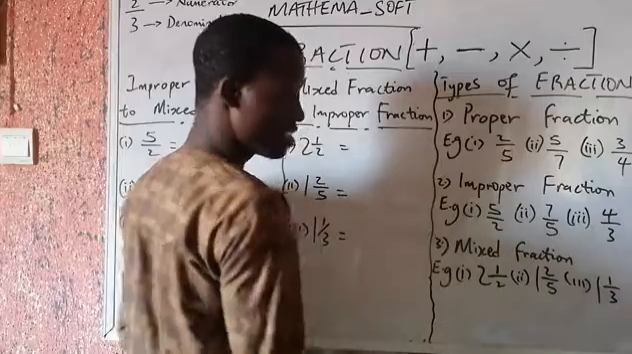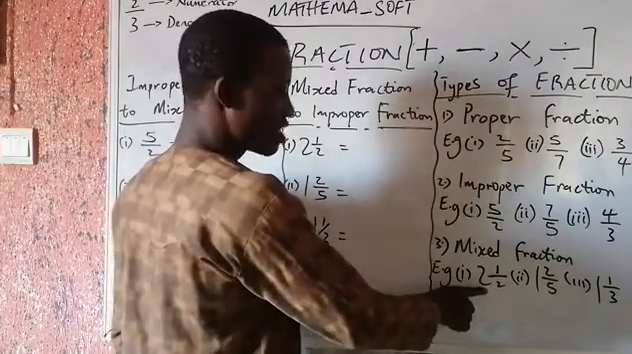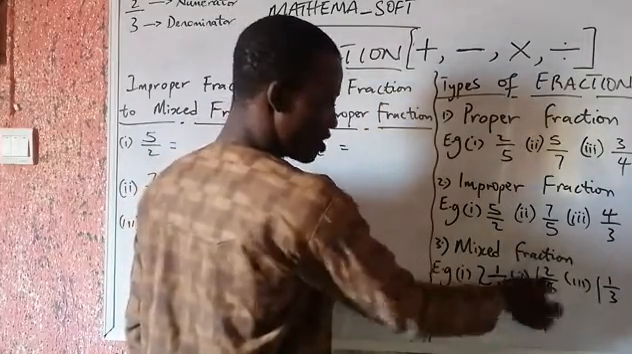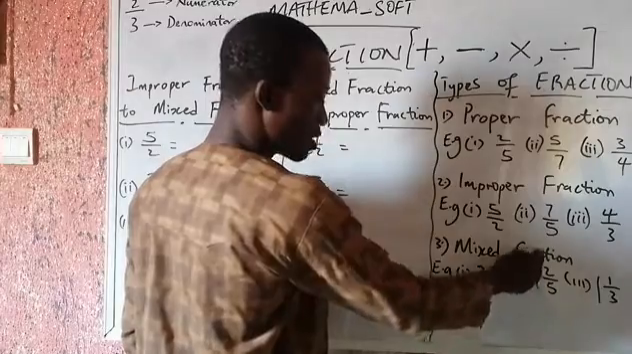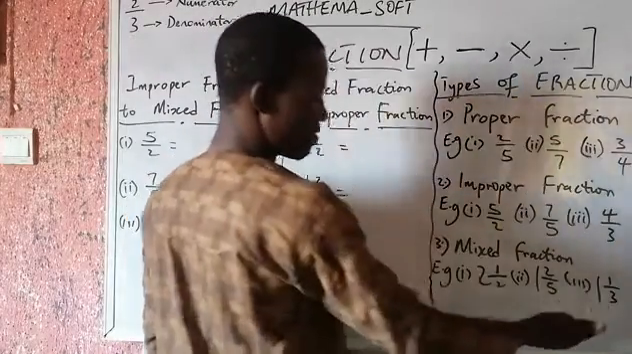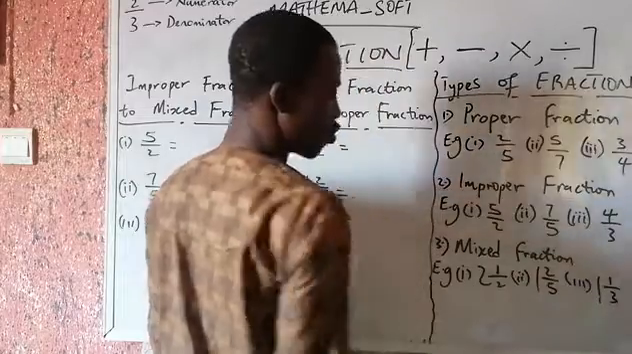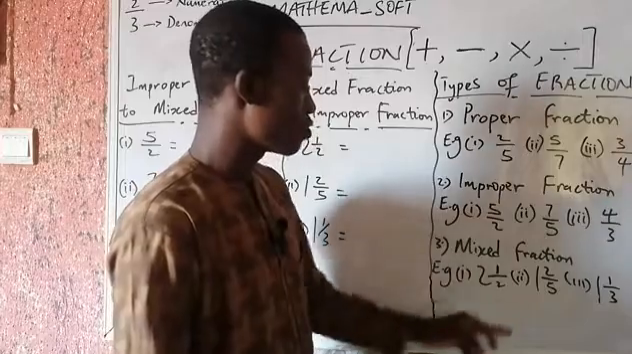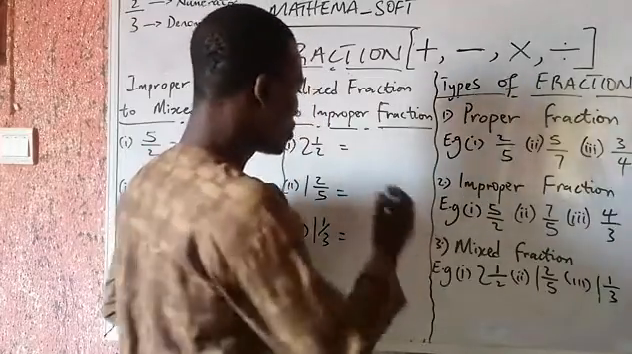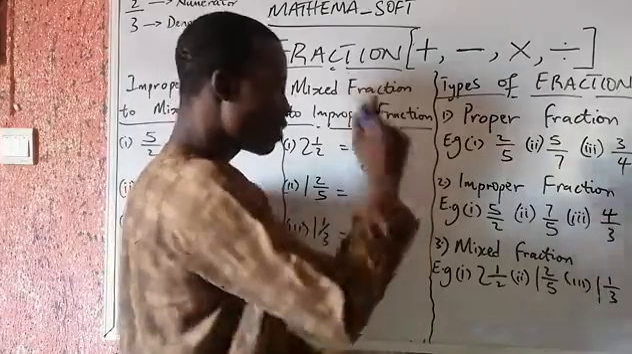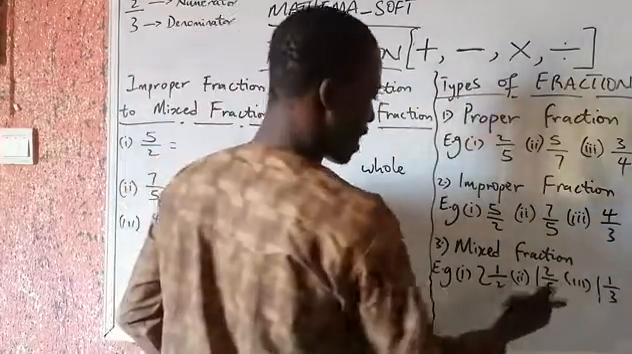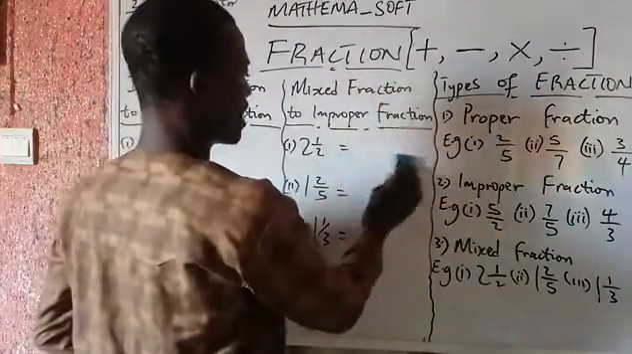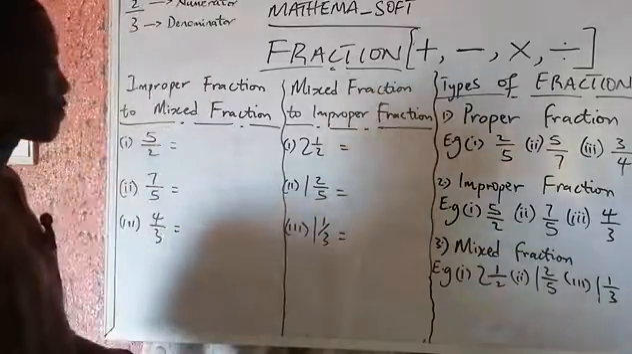Though we have 1 over 2, which is a fraction, it is mixed with a whole number, which is 2 here. 2 over 5, which is a fraction, is mixed with a whole number, which is 1. And 1 over 3, which is a fraction, is mixed with a whole number, which is 1. That's why when we pronounce it, we say 2 whole number, 1 over 2; 1 whole number, 2 over 5; 1 whole number, 1 over 3. So that is all about types of fraction.